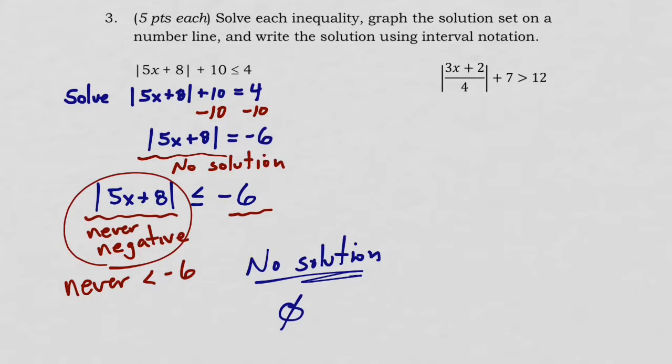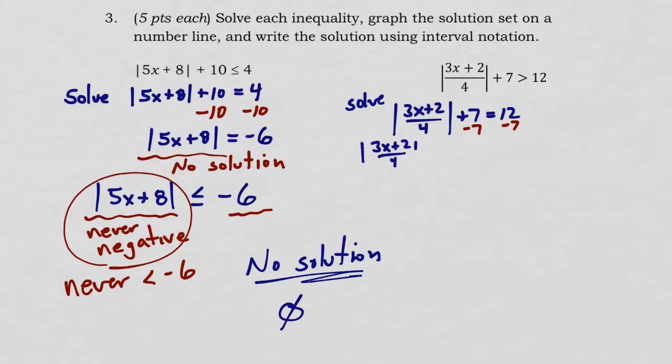Now, in the next example, we have a similar issue with a plus 7 here, but we'll see it's a little friendlier, so let's get started. So I can solve the related equation, the absolute value of 3x plus 2 divided by 4 plus 7 equals 12. I want to subtract 7 from both sides before I deal with the absolute value. But this time I get the absolute value of 3x plus 2 over 4 equals positive 5.